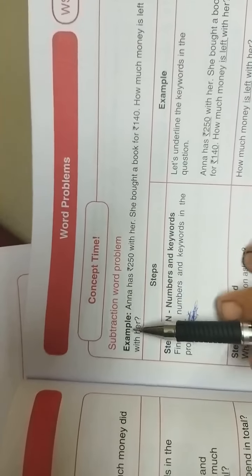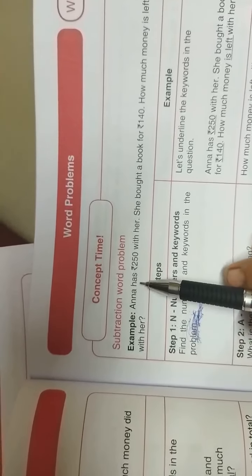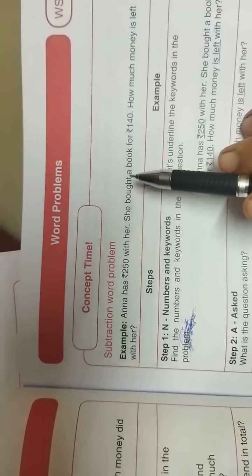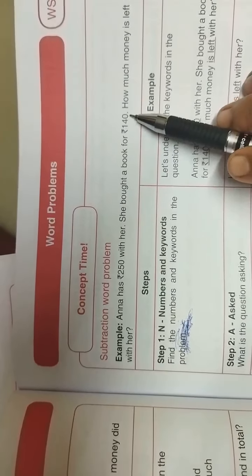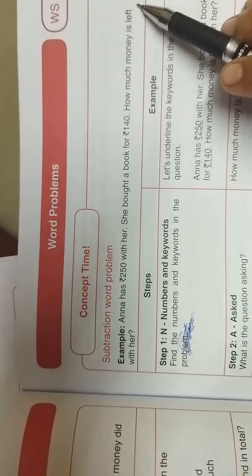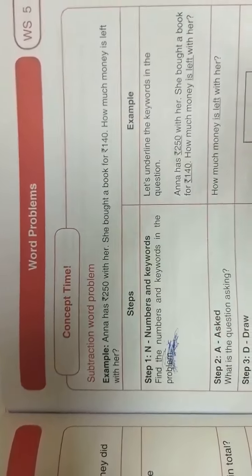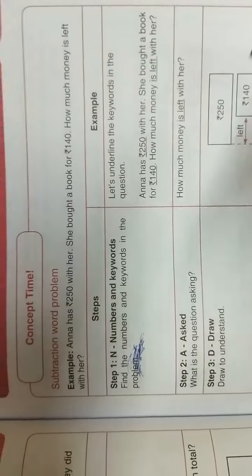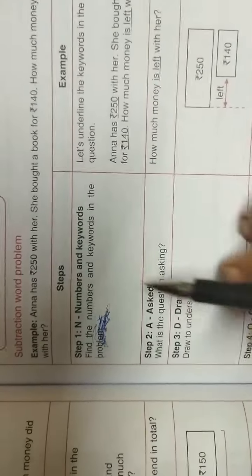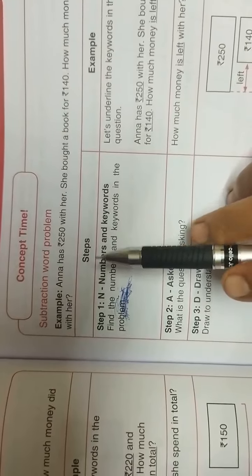Subtraction word problems. In that, Anna has rupees 250 with her. She bought a book for rupees 140. How much money is left with her? We have to find how much money she has left. Okay, so here we have to follow the steps.